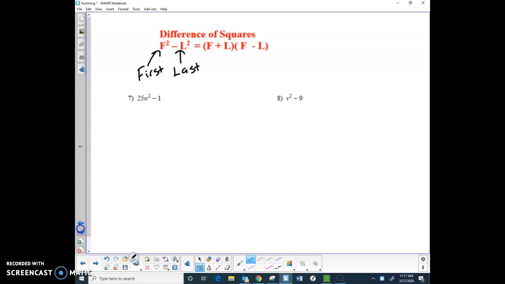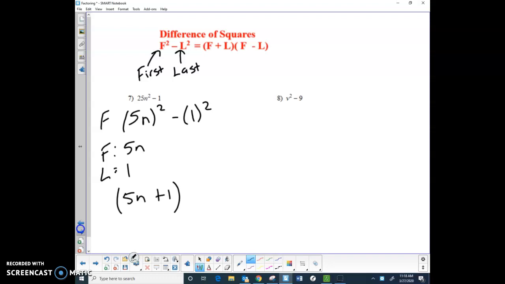But I need to rewrite this 25n squared as something squared. So it needs to be something in parentheses squared. Well, so I know I've got an n. 25 is 5 squared. So this is my first term, or my first term is 5n. My last term is just simply 1. So this is minus 1 squared. All right, so now I'm going to plug it into this formula. So I've got 5n plus 1 times 5n minus 1. And that is my factored form for the difference of squares.